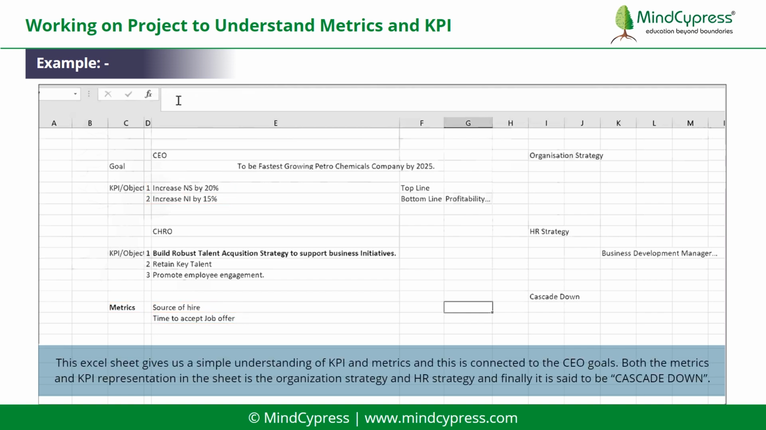This Excel sheet gives us a simple understanding of KPI and metrics, and this is connected to the CEO's goals. Both the metrics and KPI representation in the sheet are the organization strategy and HR strategy, and finally it is said to cascade down. We will also understand HR practices in terms of KPI or metrics in more detail through various graphical representations and statistical data further in this course. So let's delve into the same now.